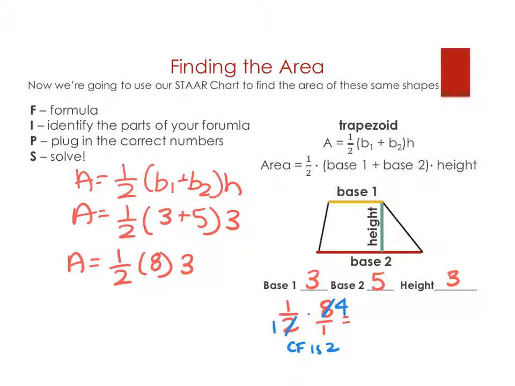So now I'm going to go ahead and multiply. 1 times 4 is 4, and 1 times 1 is 1, which gives me 4. So now I have A equals 4 times 3, and then 4 times 3 is 12. So the area of this trapezoid is 12 units squared. I'm going to write units squared.